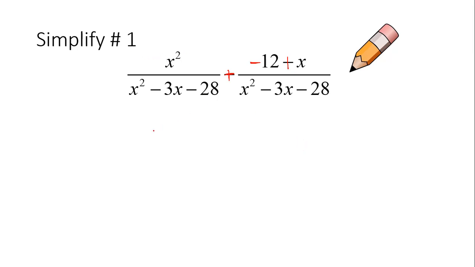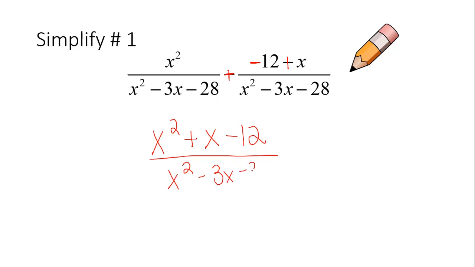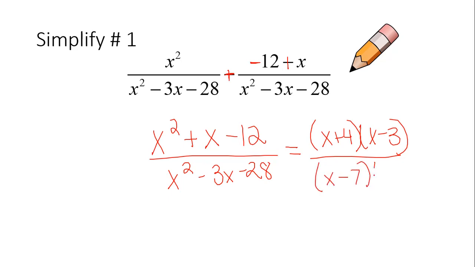So I got x squared plus x minus 12 for that numerator right now, once I add them together, over x squared minus 3x minus 28. Now notice, guys, this does simplify. So I'm going to factor the numerator. That is x plus 4, x minus 3. 28 is 7 and 4. I need a negative 7 to give me that negative 3. Notice the x plus 4's do cancel off, so I'm left with x minus 3 and x minus 7.